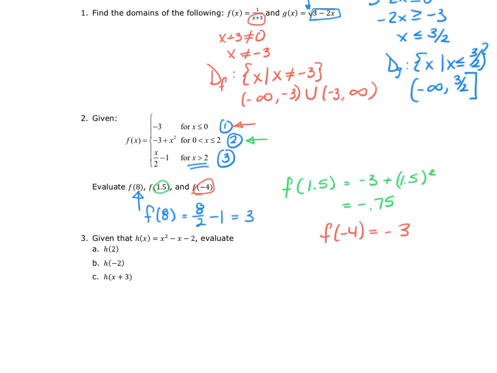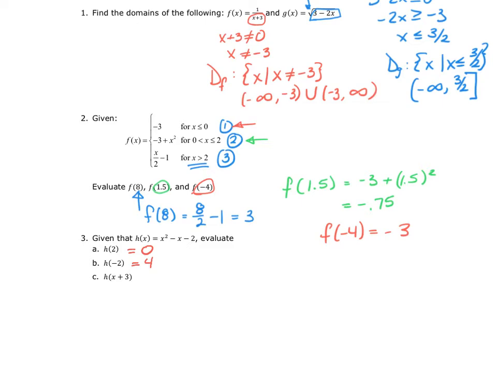All right, does anyone have an answer for A, h of 2? You can type it in the chat box, you can unmute yourself, you can raise your hand. Okay, so 0. Do you have confirmation? Yep, I have confirmation on that. Perfect. What about h of negative 2? We got 4. Do we have confirmation on that? Yeah, we have a couple of confirmations on that.